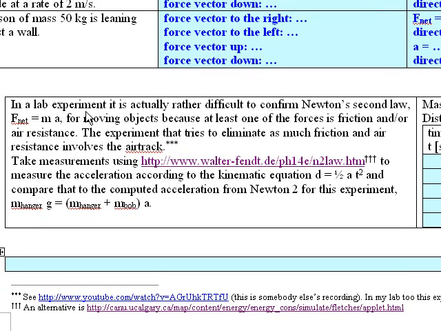This is the way it looks on the lab sheet. It says in a lab experiment, it's actually rather difficult to confirm Newton's second law, the net force equals mass times acceleration, for moving objects, because at least one of the forces is friction and/or air resistance, hence the air track. Take measurements at this website that I accessed to measure the acceleration in two different ways. One of them is the kinematic equation that you find in your book: distance equals 1/2 acceleration times time squared, and that would resolve itself, of course, into acceleration equals 2 times distance over time squared. And compare that to the computed acceleration from Newton's second law for this experiment, which is the net force.